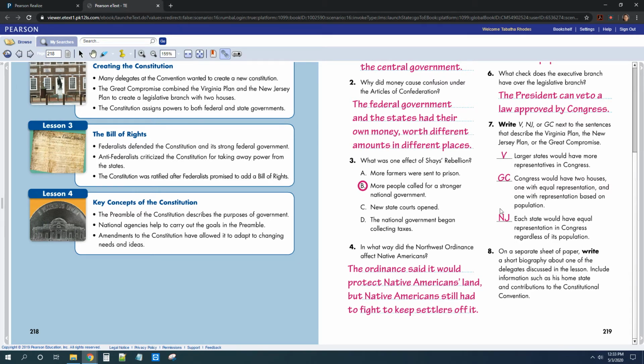And the last one should be NJ for New Jersey plan, because remember, they wanted each state to have the same amount of representation because they didn't want the little states to get left out and forgotten. I told you guys you could skip number 8.